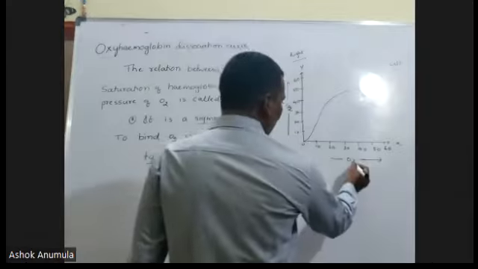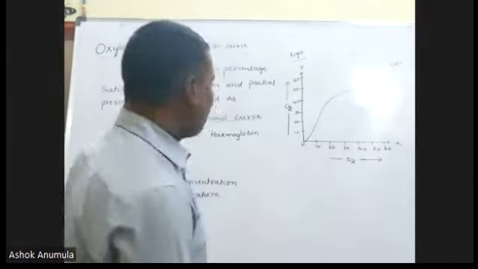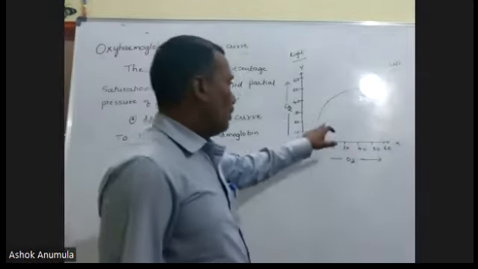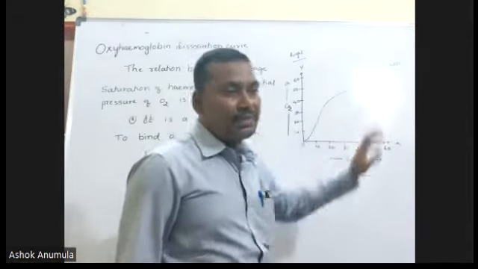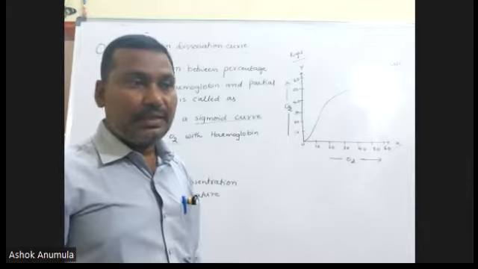If more oxygen is present, the oxyhemoglobin curve moves towards the left side. From this area, the questions will come.